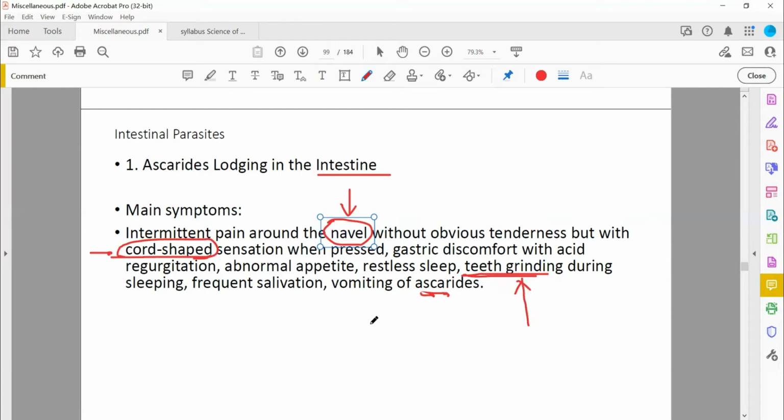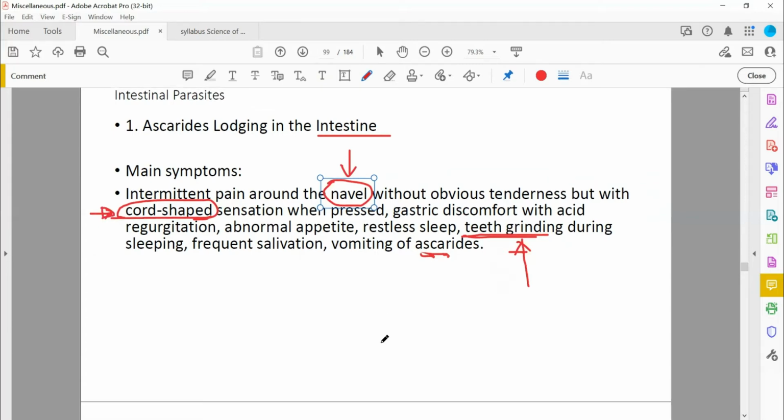So if you need to know this one, it's the parasites, not the epigastric pain or abdominal pain. Right, you need to take a look at the location, and take a look at the special manifestations. Okay. That's the first one.